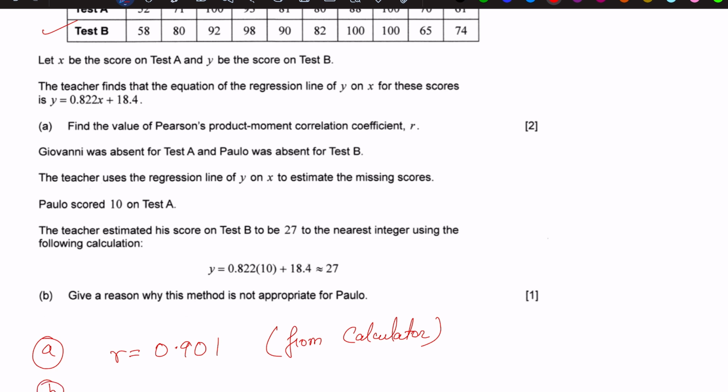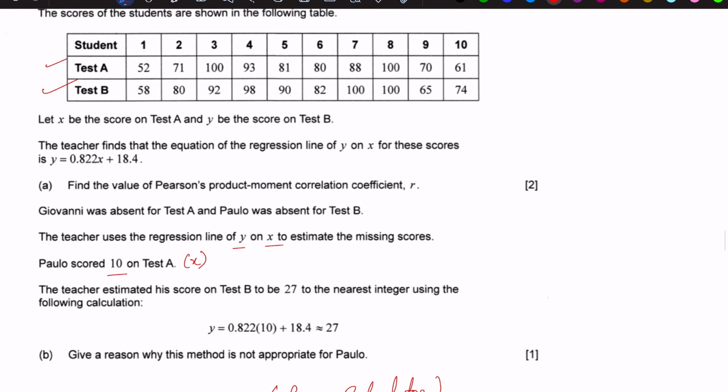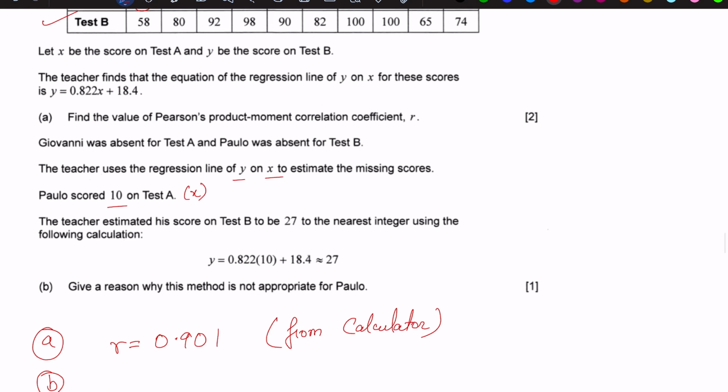Now the teacher uses the regression line of y on x to estimate the missing score. Paulo scored 10 on test A, so test A means this is the x value. The teacher estimated that his score on test B should be 27. Now we have to give a reason why this method is not appropriate for Paulo. If you look at the scores of test A, you will see that 10 is very far away from the lowest score. The lowest score in test A is 52, so 10 is about 5 times less than 52. So in this case, this 10 is an outlier, and as it's an outlier, we cannot use outlier data in our regression line.